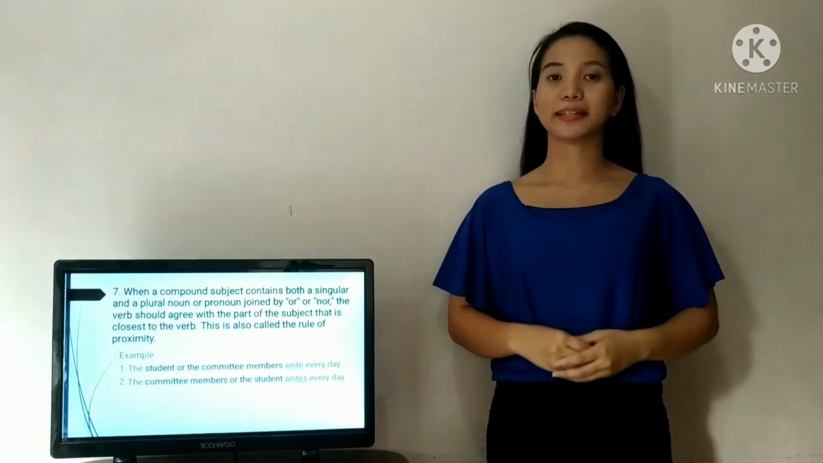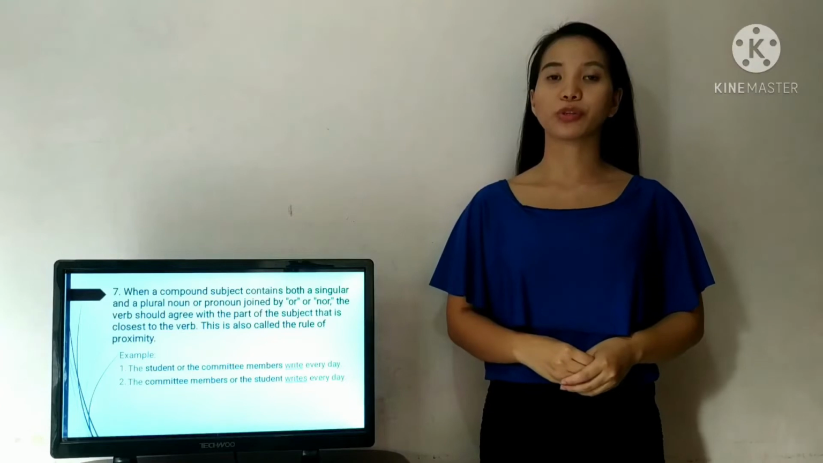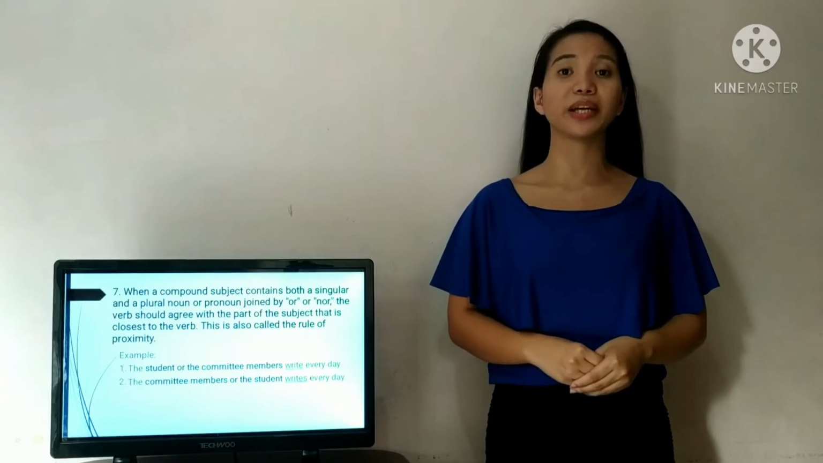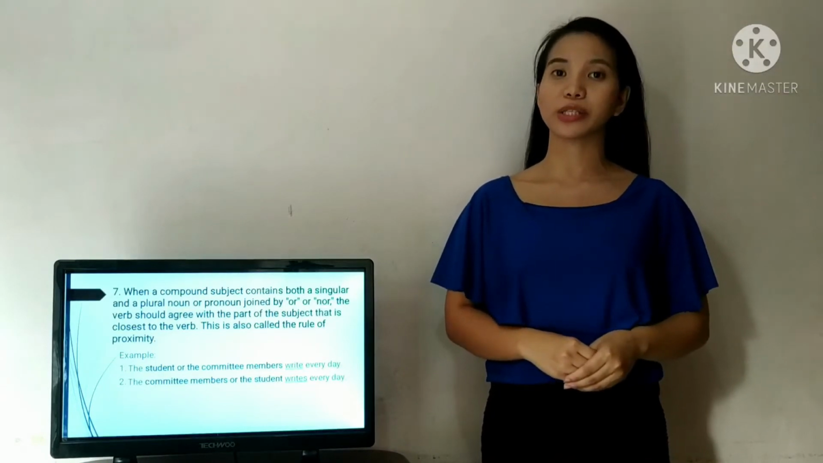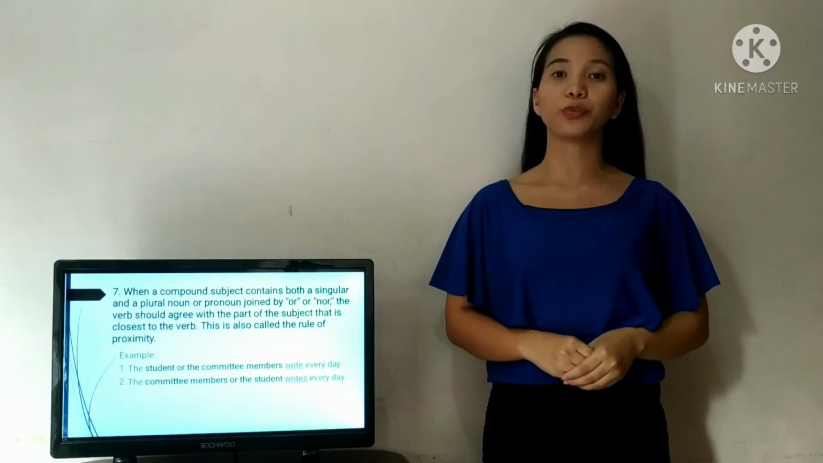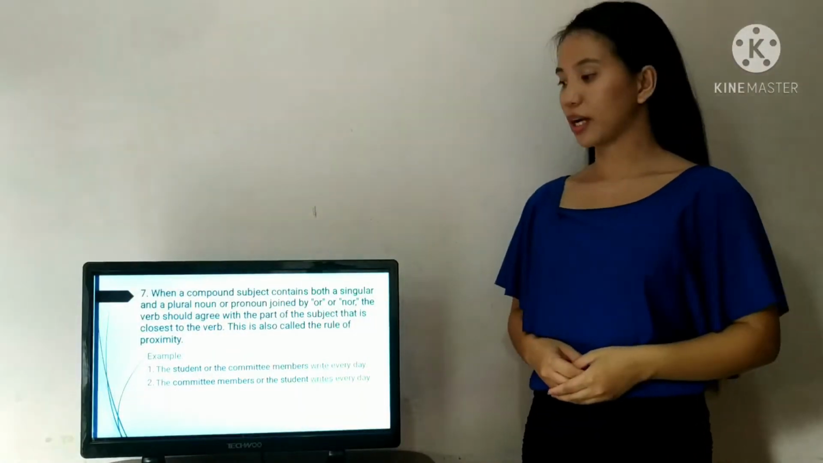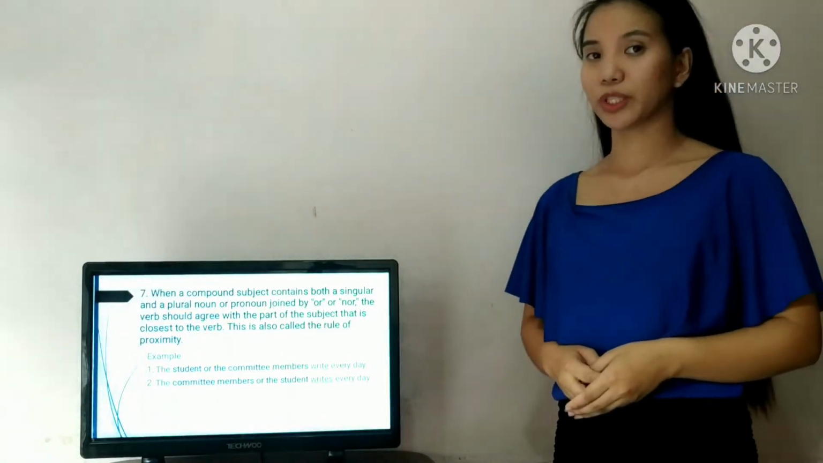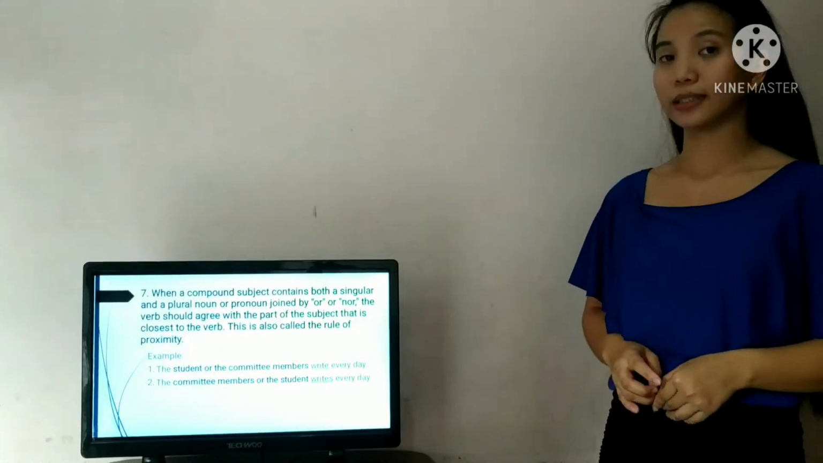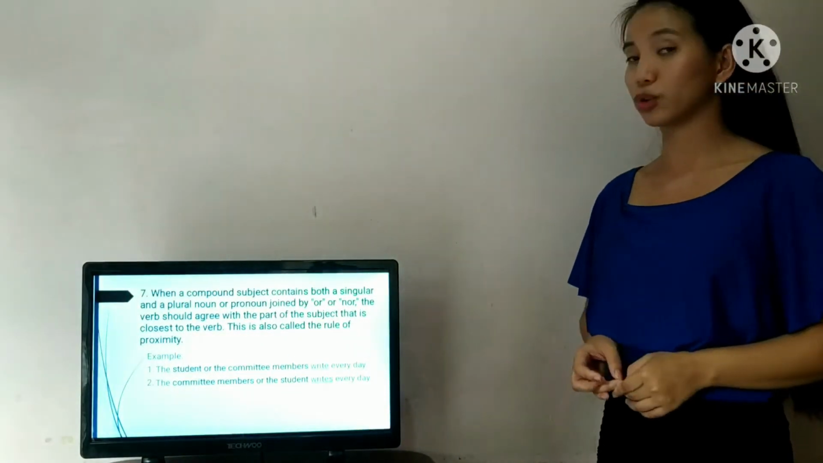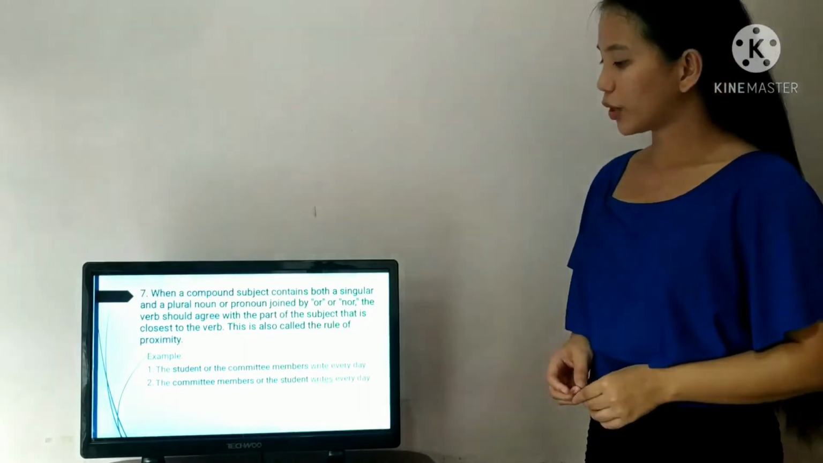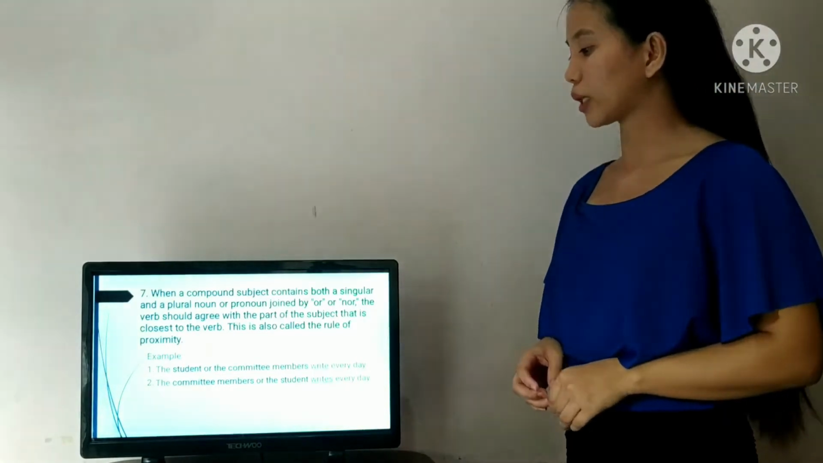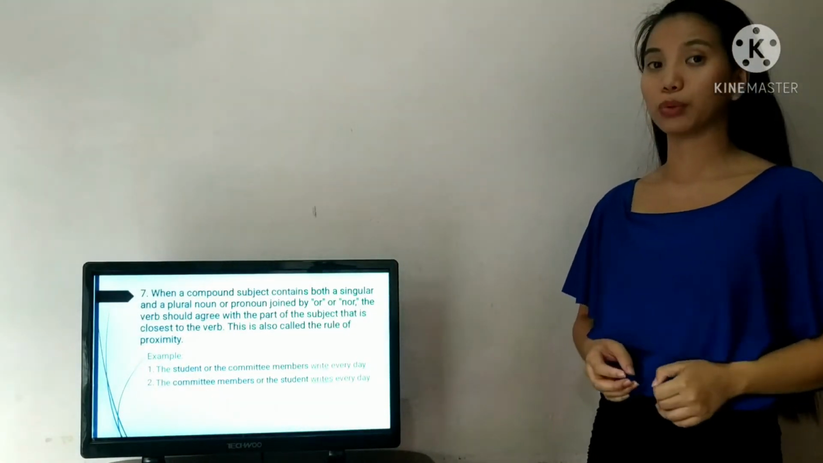Rule number 7 states that when a compound subject is composed of both a singular and a plural noun or pronoun, remember that the verb must still agree with the part of the subject that is closest to the verb. This is also called the rule of proximity. In our first example, the student or the committee members write every day. We have two subjects in this sentence, which are the student and the committee members. It was joined by the conjunction or. The verb in this sentence is write. It is in the plural form because it was closer to the subject committee members, which was also in the plural form.